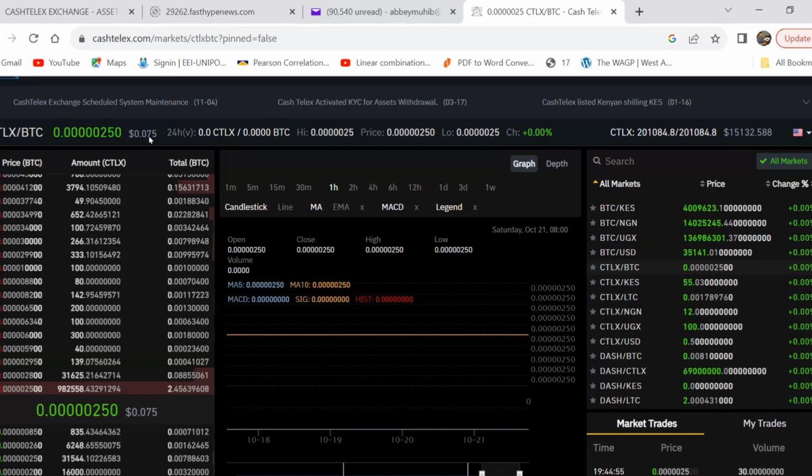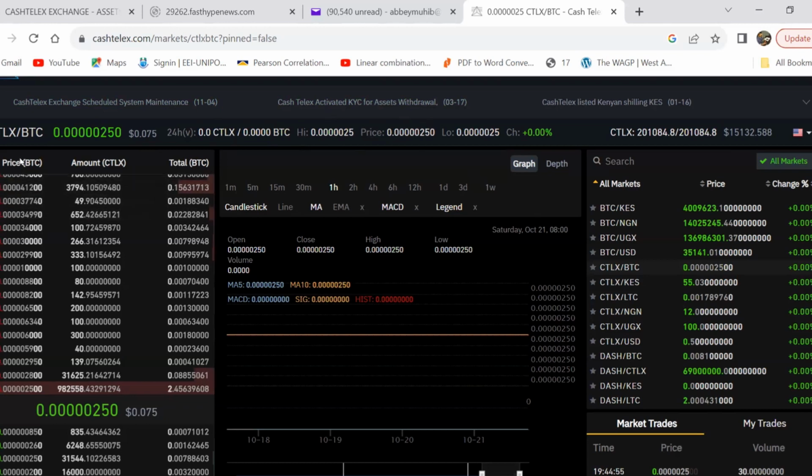When you convert it to dollars, you have $0.075. So that is the price of one CTLX in Bitcoin, and in dollars it is $0.075. So our high price on the exchange is 0.000025, and the low price on the exchange is 0.00250. So just stress yourself on this. Don't go beyond that for now.